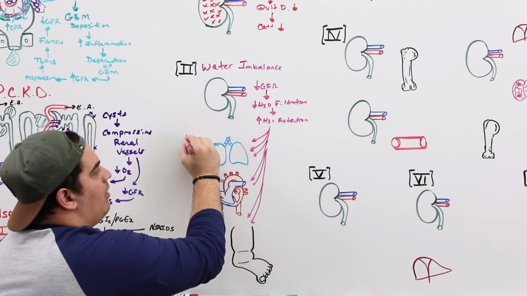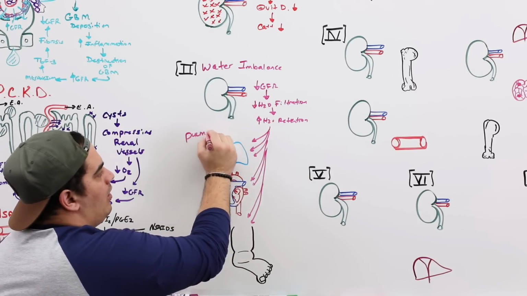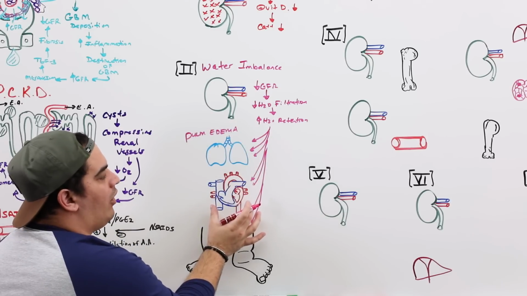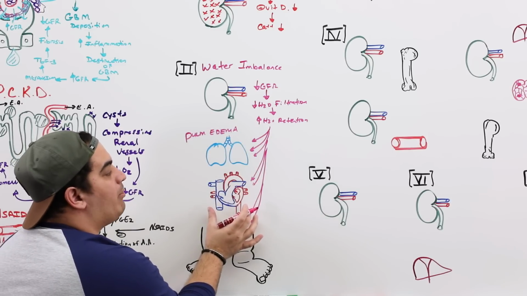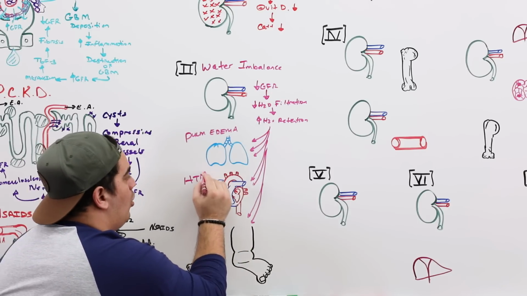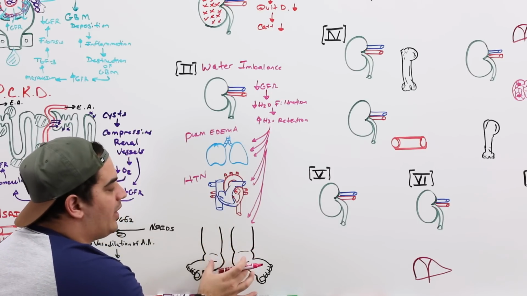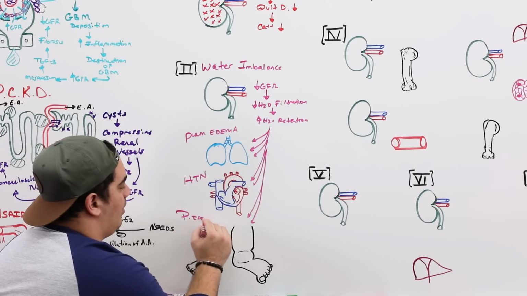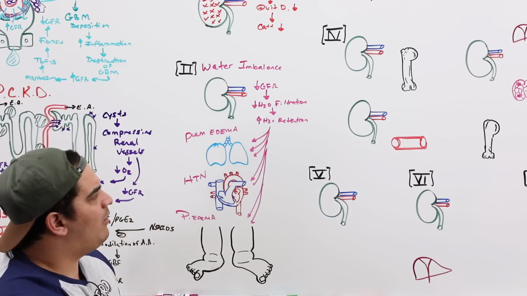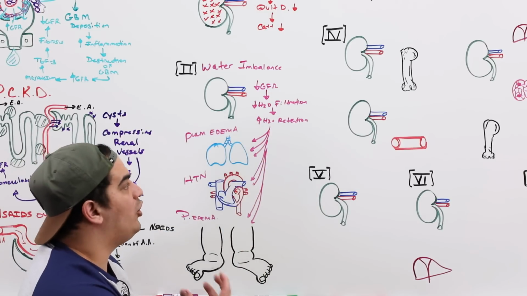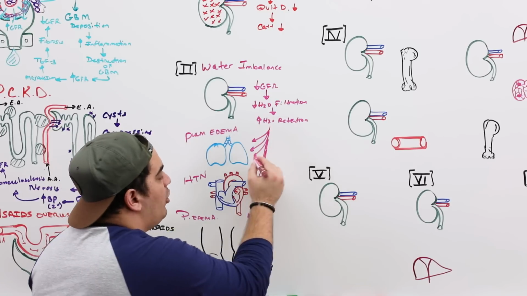This can lead to what's called pulmonary edema. What can happen if you have an increase in blood volume and it's enough to actually increase the pressure within the vascular system? Hypertension. What's it called whenever you have swelling of the lower extremities? Peripheral edema. So these are the things that I want you guys to think about that may be a result of water retention. This may lead to volume overload, right? So this may lead to volume overload states.